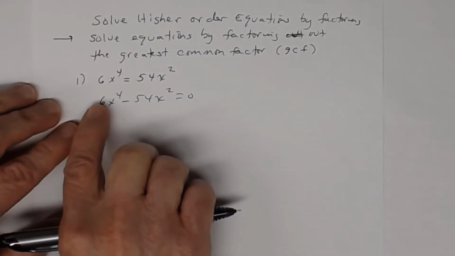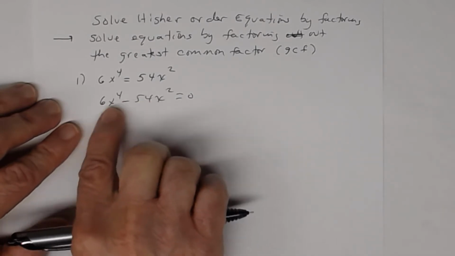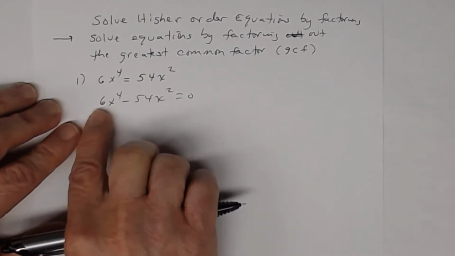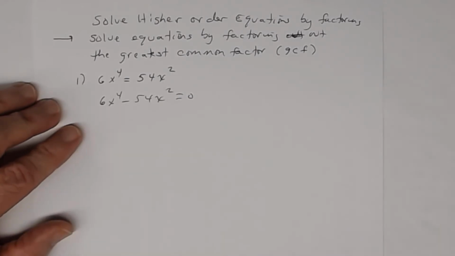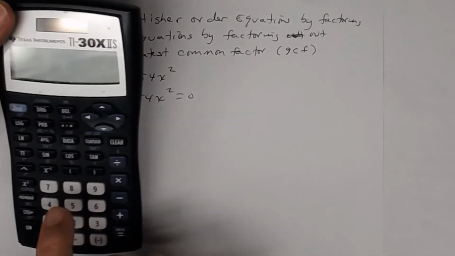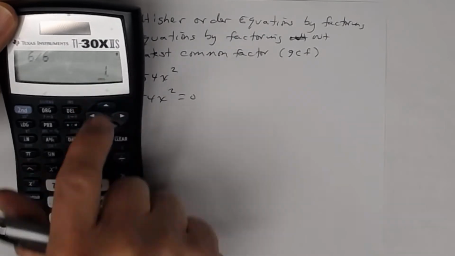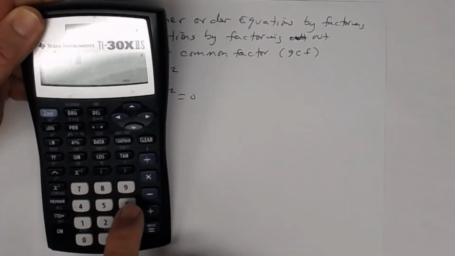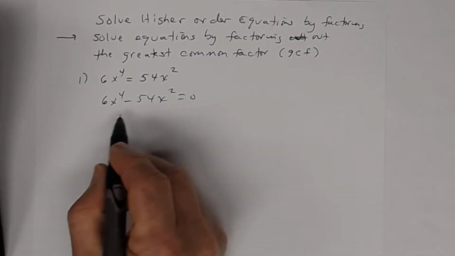So I want you to notice the 6 and the 54. So even though 6 and 54 are even, 2 is not the greatest common factor of 6 and 54. It is actually 6, right? And it's not even 3, it's 6. Because look, 6 divided by 6 is a whole number, and 54 divided by 6 is a whole number. Okay, so you want to factor out a 6.